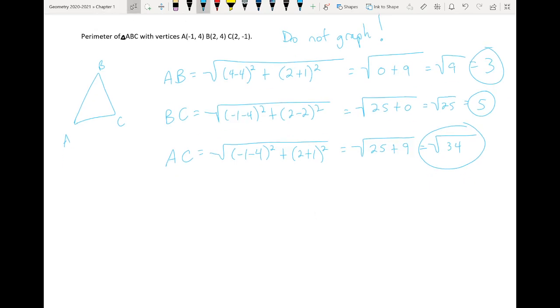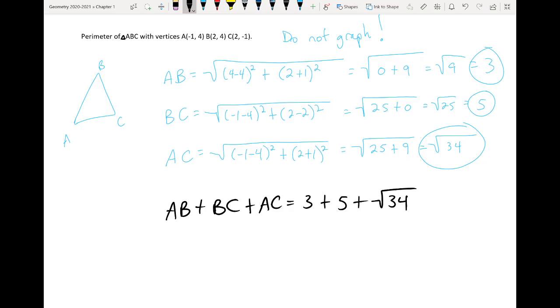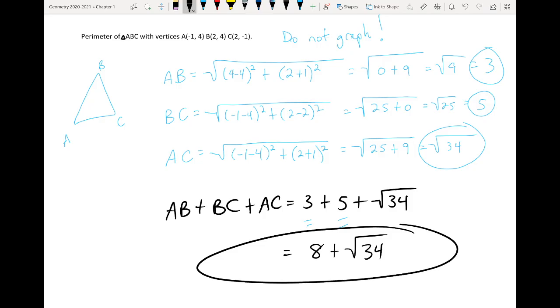So remember, in order to find the perimeter, I have to take the sum of all three of these segments. In other words, that's going to be the sum of AB plus BC plus AC, which is going to be 3 plus 5 plus the square root of 34, or rad 34. Gentlemen, the only two terms that I can combine here are 3 and 5, which gives me 8 plus the square root of 34. That is your answer. Leave it like this.